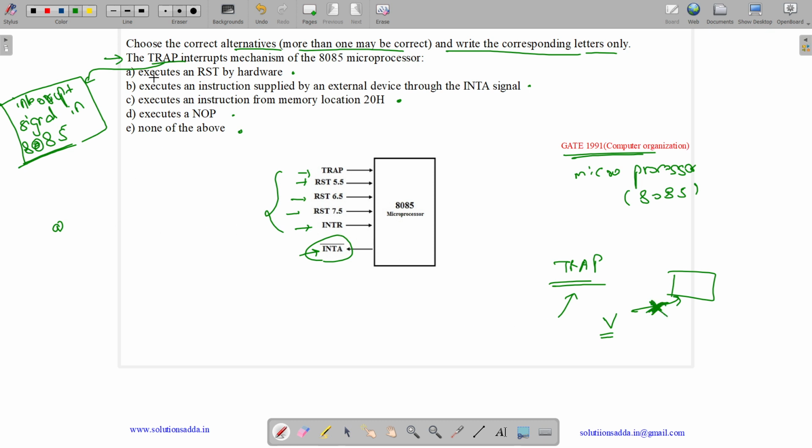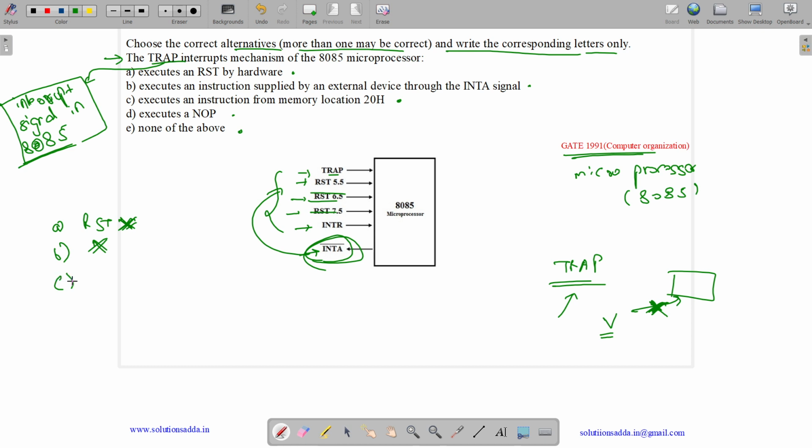Now let us see option A. Executes the RST by hardware. No, this is not an option as RST is basically a different interrupt. RST is different, here you can see, and trap is different. Option B. Execute an instruction supplied by external device through the INTA signal. No, INTA signal is different and trap is different. Both are different things. So option B is also false.